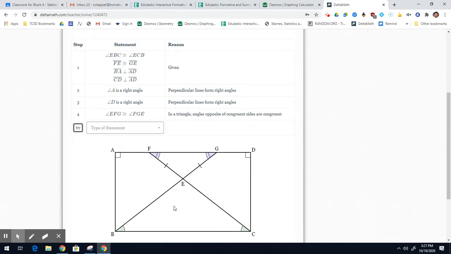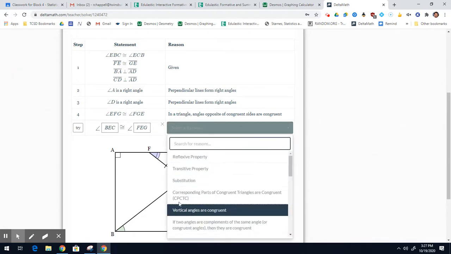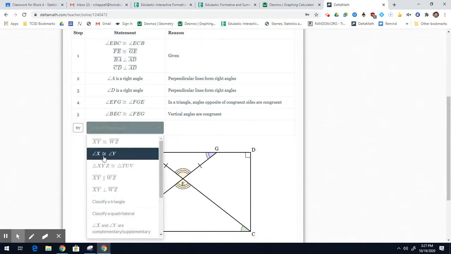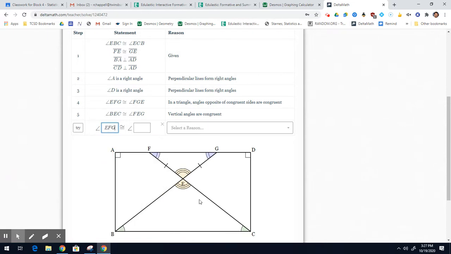Okay. All right. And now, how am I going to connect these two? Well, let's go with these two angles being vertical. All right, let's see how this plays out. So we'll say angle BEC is congruent to angle FEG, and that's because vertical angles are congruent. So now I wonder how I can do this one. So let's just see if they'll let me say that angle EFG is congruent to angle ECB. Let's see. What do they got for me?